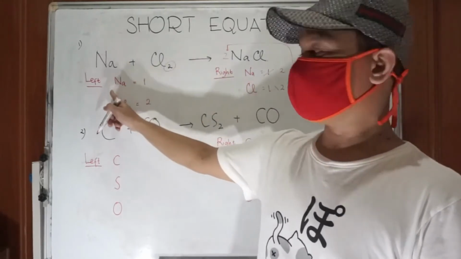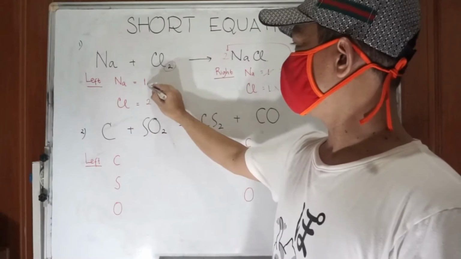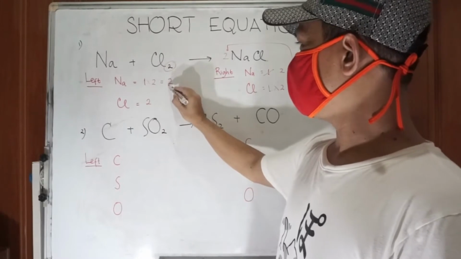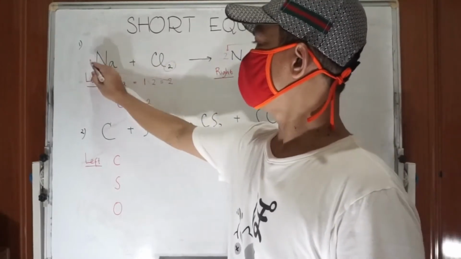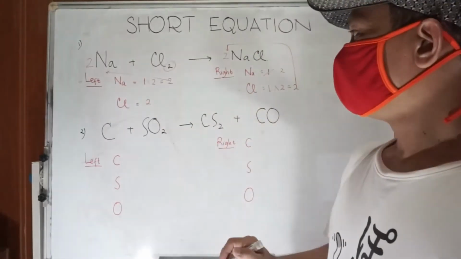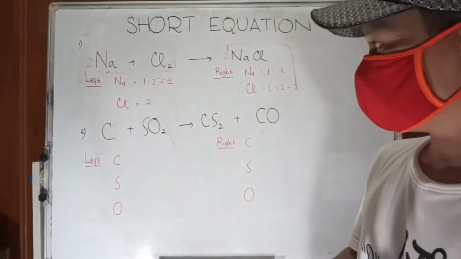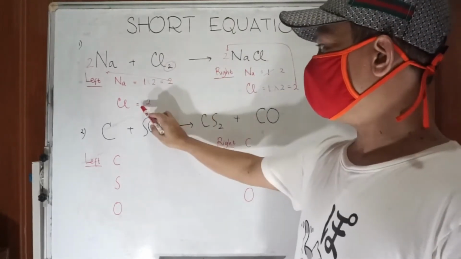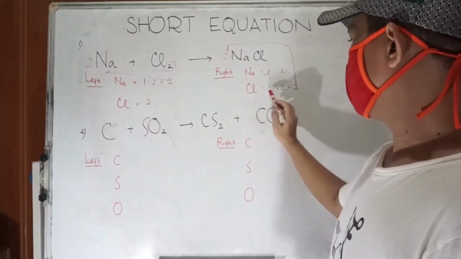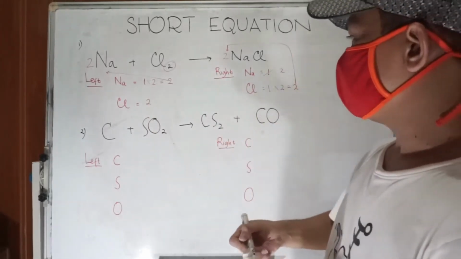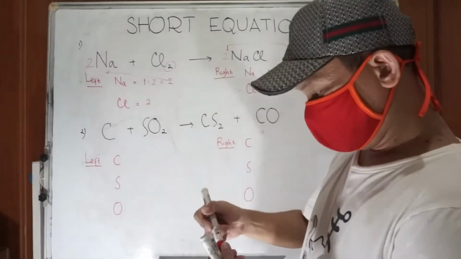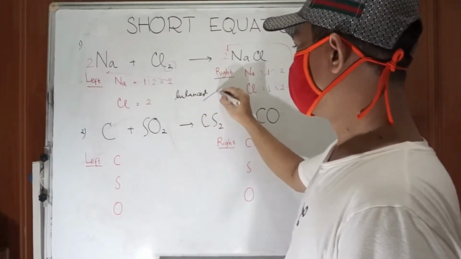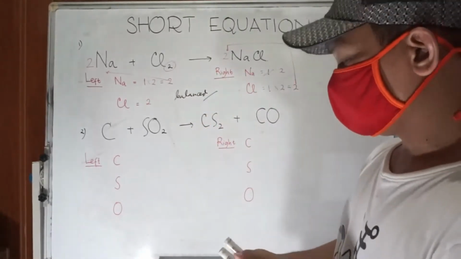Na for the right side is 2. For the left side, Na is 1. How to make it balance? Times 2. Right? So, equal to. Automatically, here is 2. Right? So, now going to new composition. Na left 2, and Na right 2. Cl left 2, Cl right side is 2. So, balance, right? Balance. Good. Now we go to the next question.